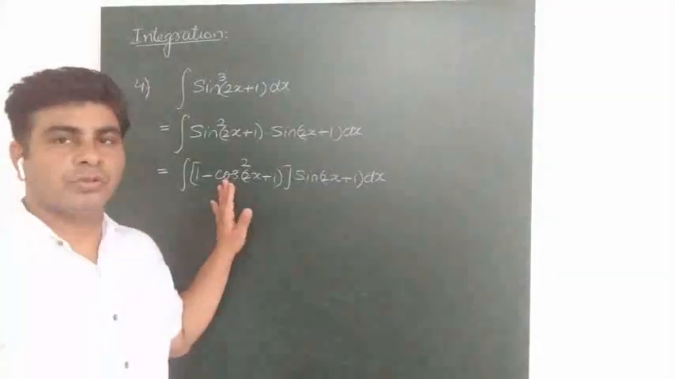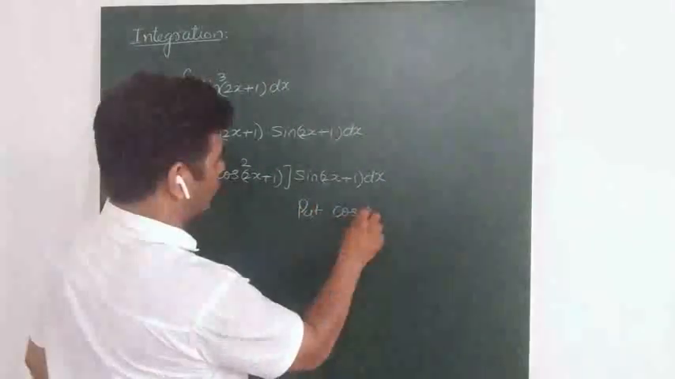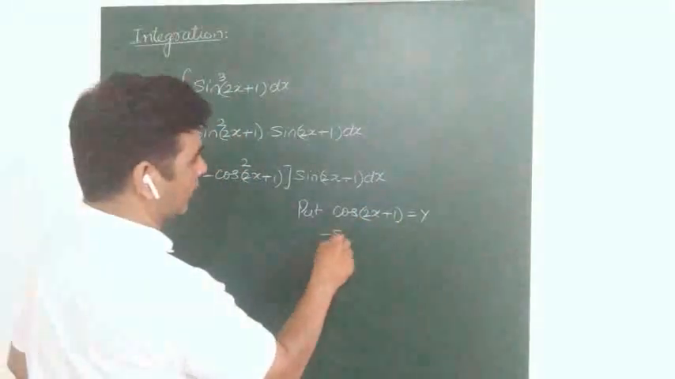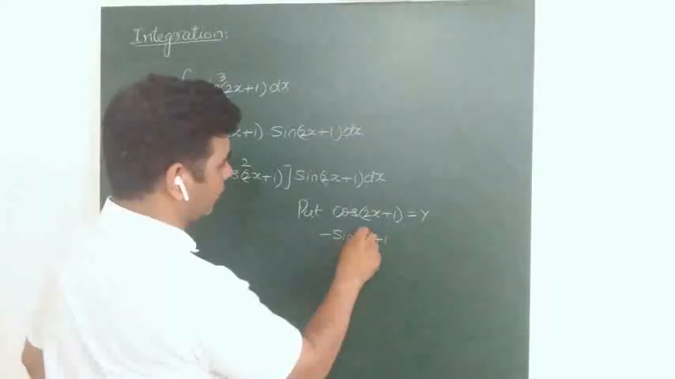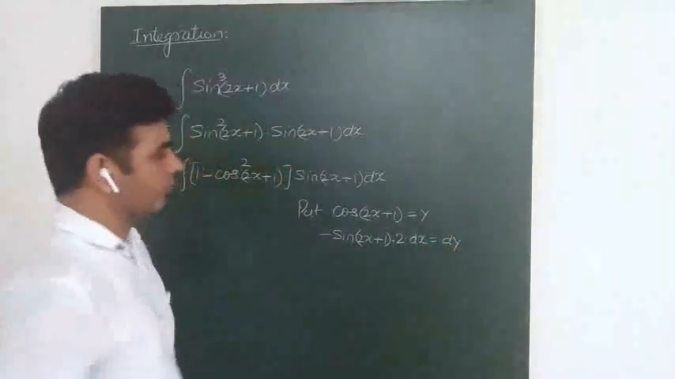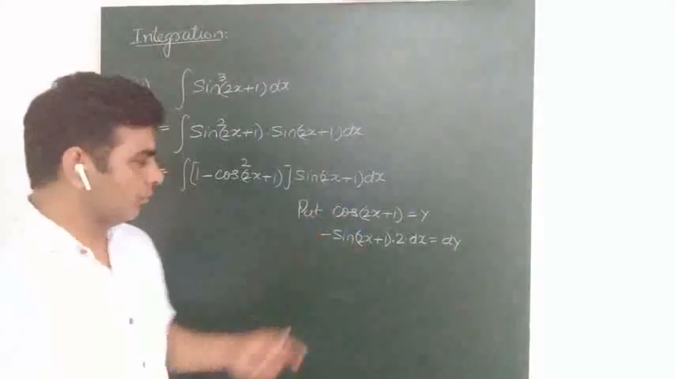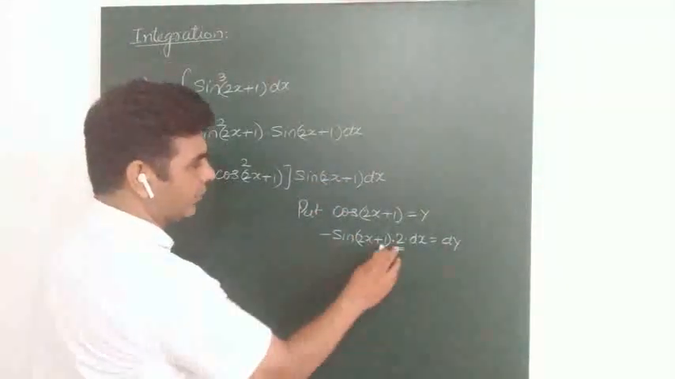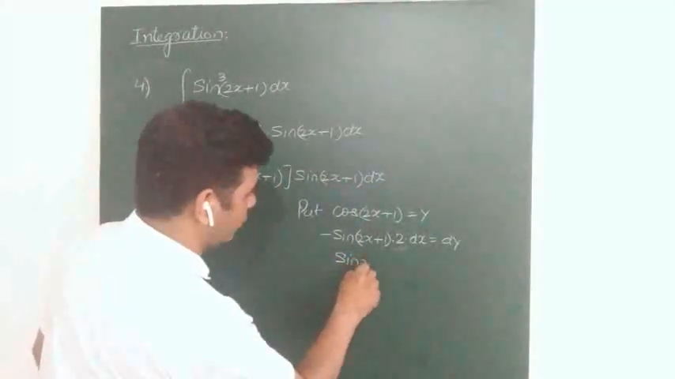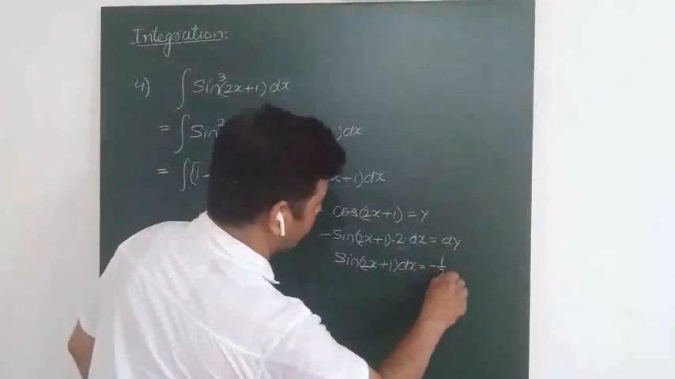So we can use substitution here by putting cos 2x plus 1 equal to y. The derivative is minus sine 2x plus 1 into 2 into dx, which is equal to dy. But we have only sine 2x plus 1 into dx in the given question. So we don't need the 2 as well as the minus sign, so this can be taken with dy. So sine of 2x plus 1 into dx will be equal to minus 1 by 2 dy.